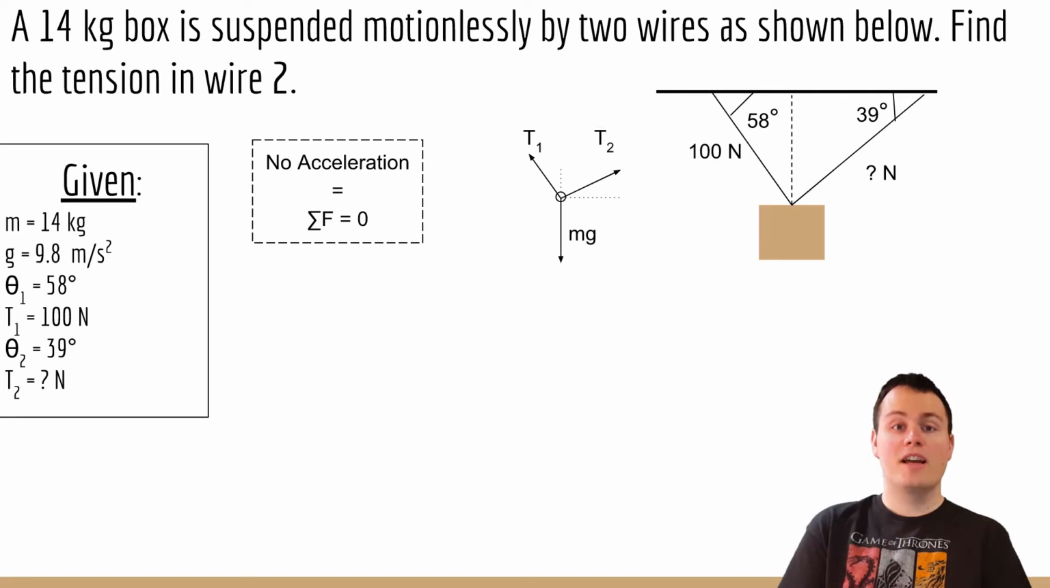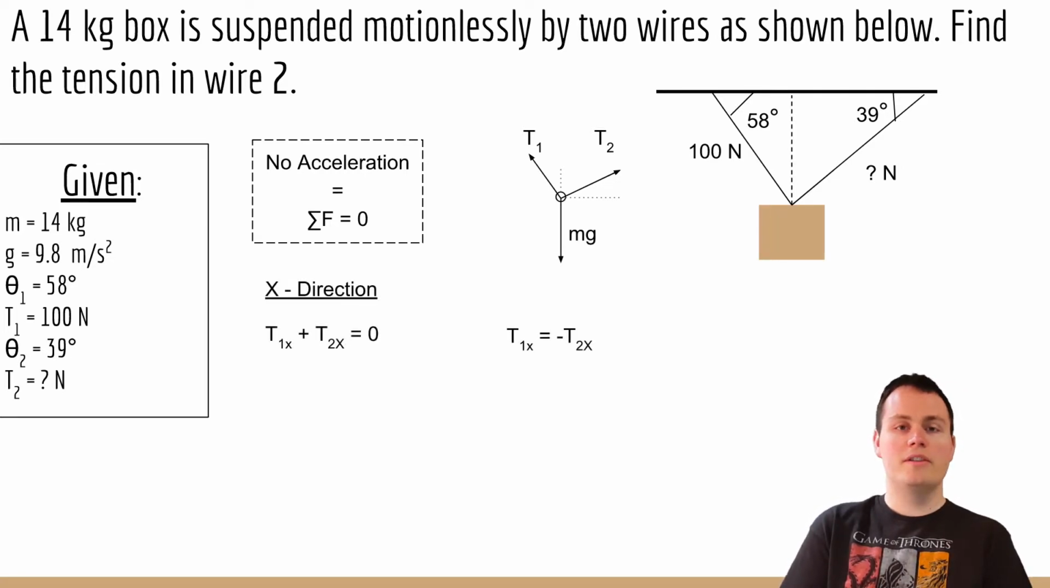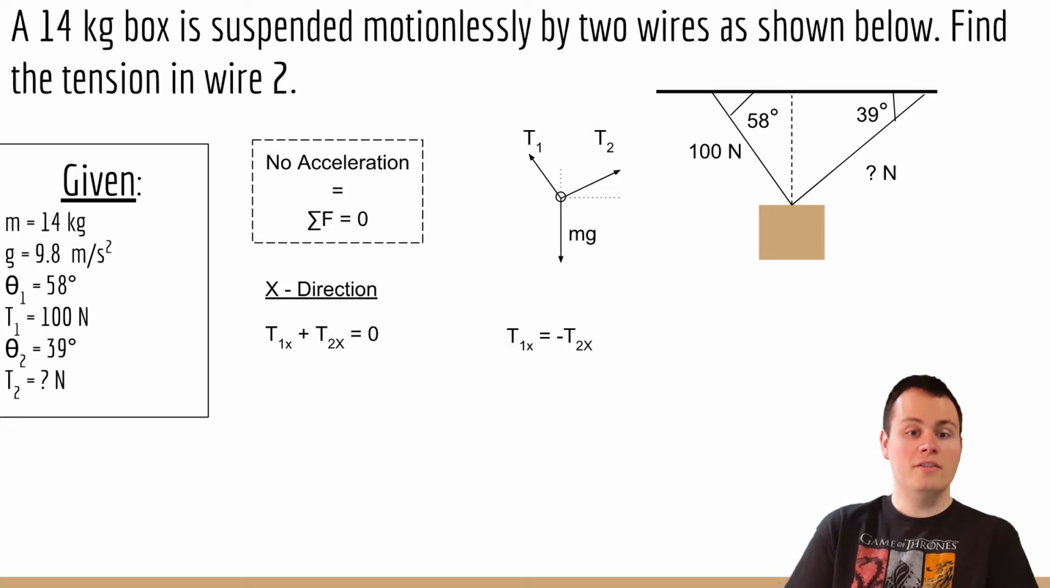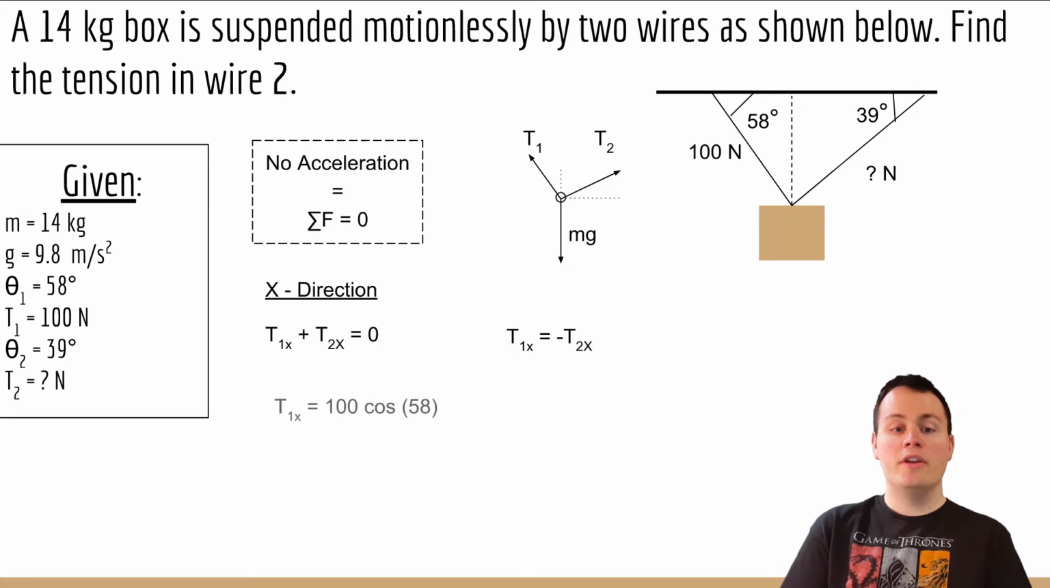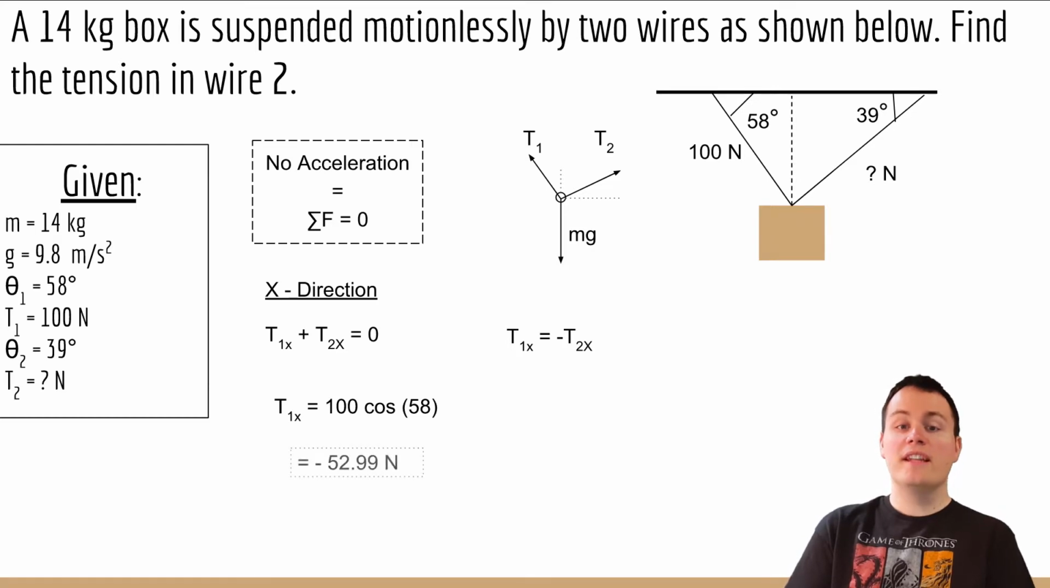To begin solving this, I'm going to only look in the x direction because I think that will lead me to my answer. And I'm going to find the x component of the tension in the wire that I do know. I'm going to use the equation force in the x direction is equal to total force times the cosine of the angle. And when we plug in what we know, we find that the x component of the force in string 1 is equal to negative 52.99 newtons.